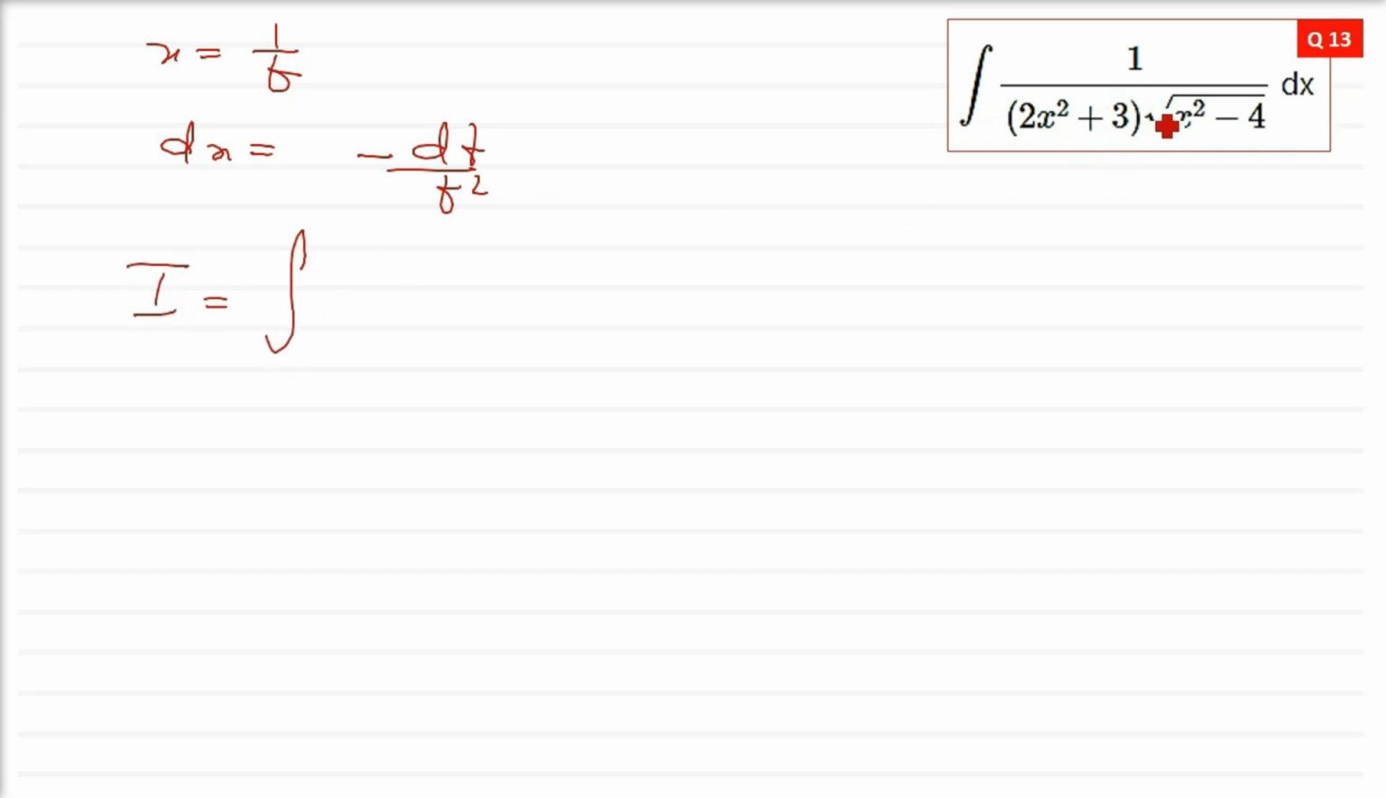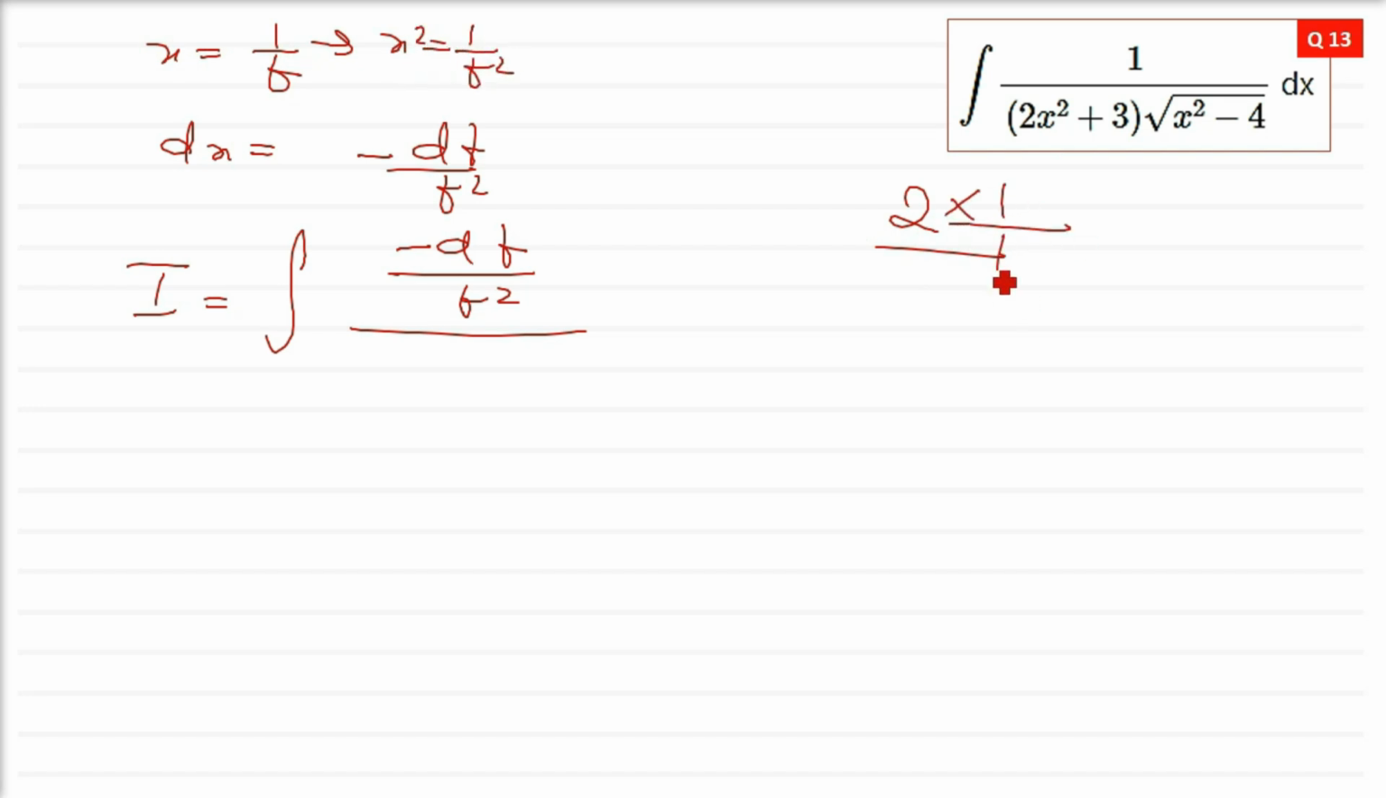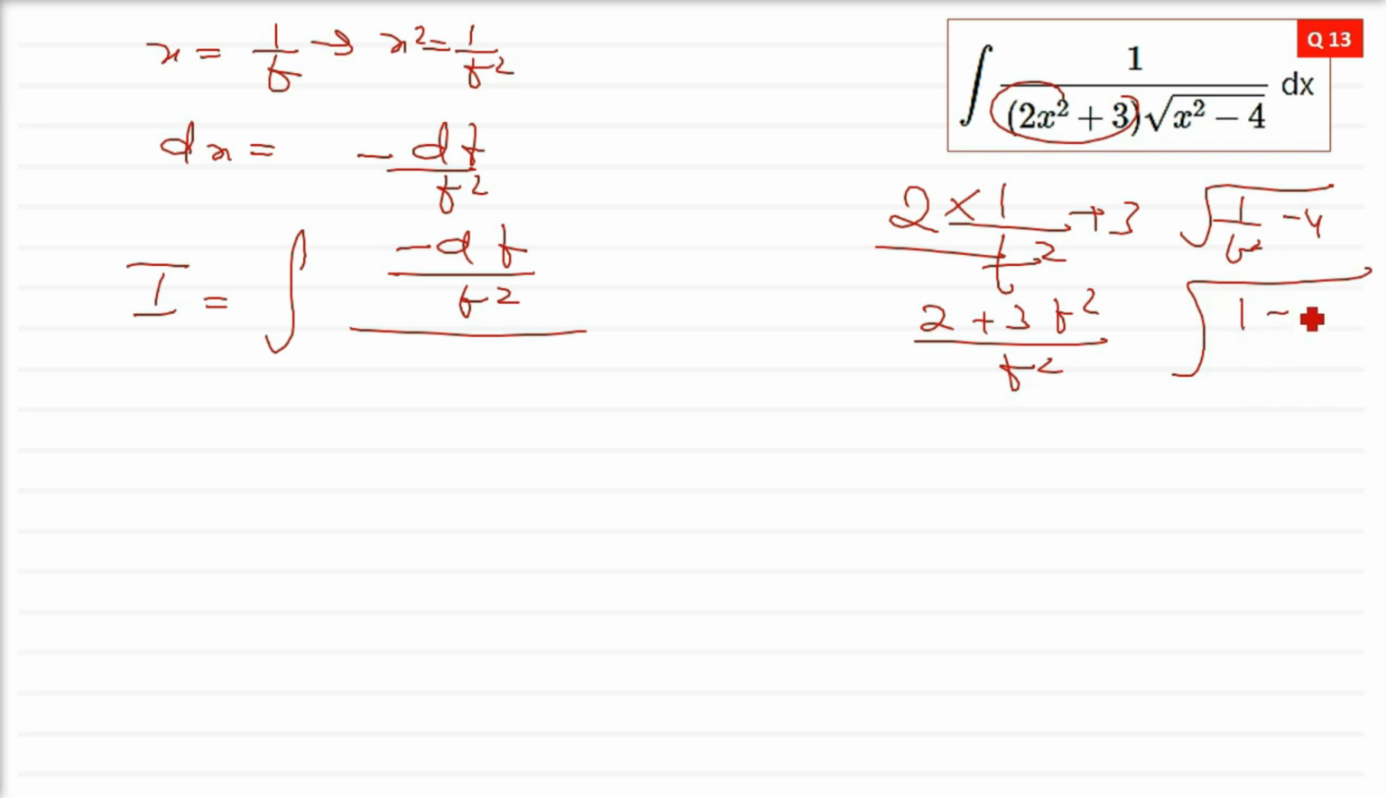This integration will become, in terms of t, negative dt by t square for dx, 2x square plus 3. So 2x square, x square will be 1 by t square from here. So 2 into 1 by t square here, and plus 3. So just solve it, 2 plus 3t square by t square. So this one is done. Coming to the next part, under root x square minus 4, 1 by t square minus 4. This will become 1 minus 4t square divided by t square.